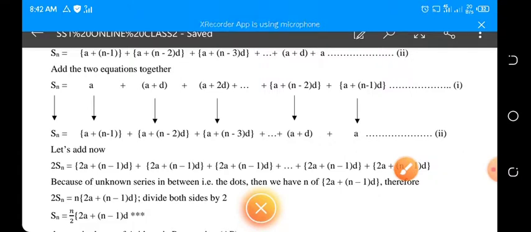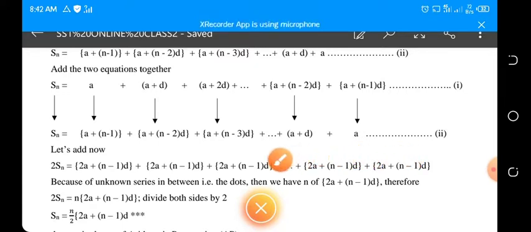First one here is 2a plus n minus 1d. The second one, 2a plus n minus 1d. The last term, 2a plus n minus 1d. When you simplify it, we have 1, 2, 3, 4, 5. I can say I have 5 into bracket, 5 into bracket 2a plus n minus 1d.